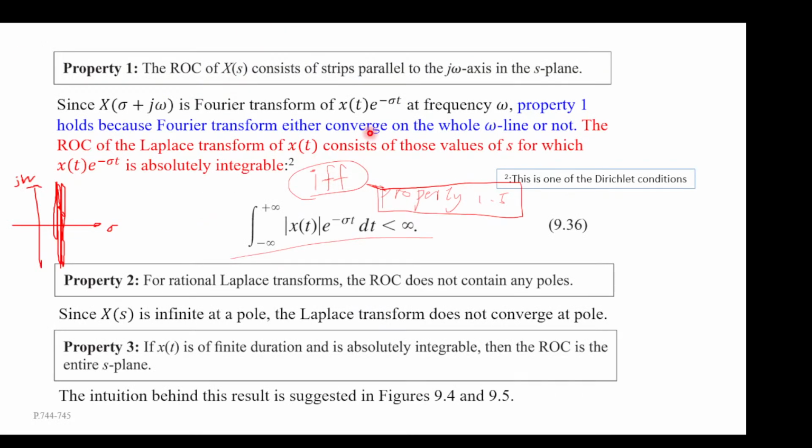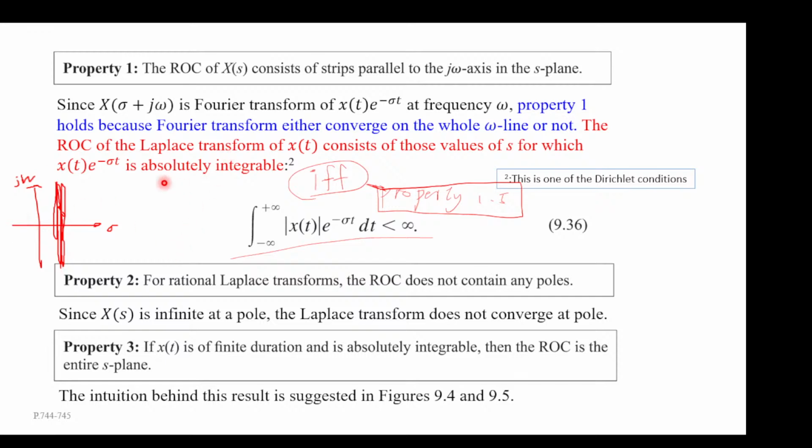The first property is probably one of the most important ones, and actually there are 2 properties in this one. The first property says that the ROC consists of strips of vertical lines in the s-plane, so basically strips parallel to the j omega axis. Later we see that there can be at most one strip in the ROC. So there is either one strip extending to the left, extending to the right, or everything, or there is nothing, but there cannot be 2 strips.